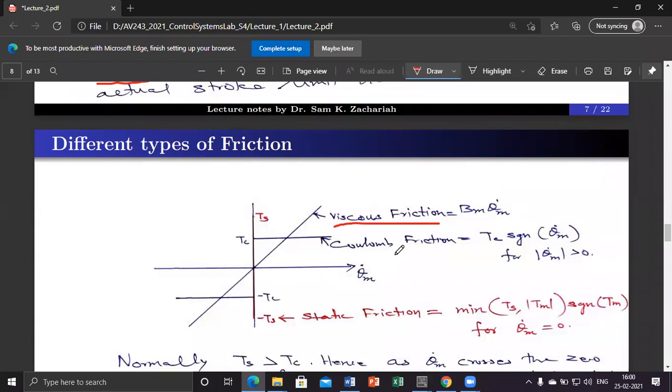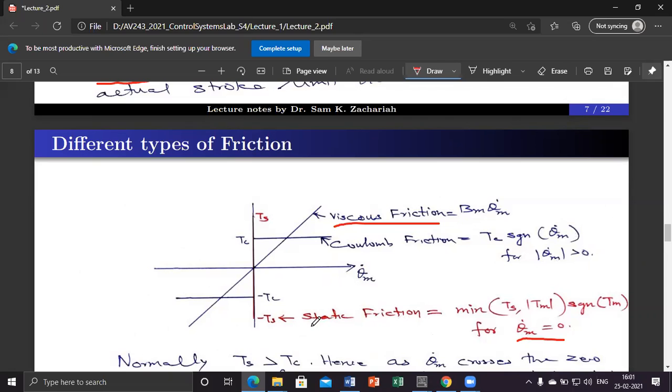And the next one is Coulomb friction, which is given by Tc times the signum function of theta m dot. This is applicable only when the system is really moving, the shaft is rotating, that is, when the magnitude of theta m dot is greater than 0. And the third type of friction acts while the motor is stationary, when theta m dot is equal to 0.